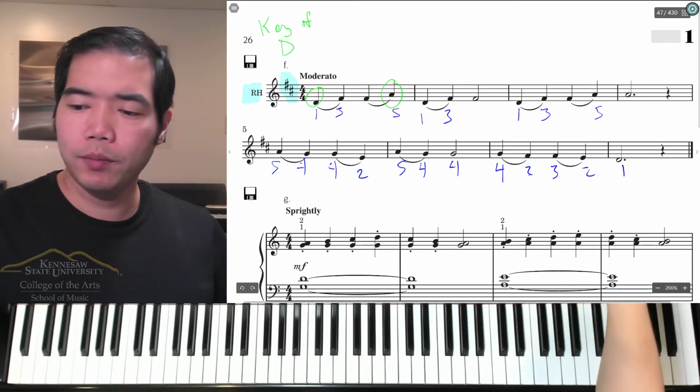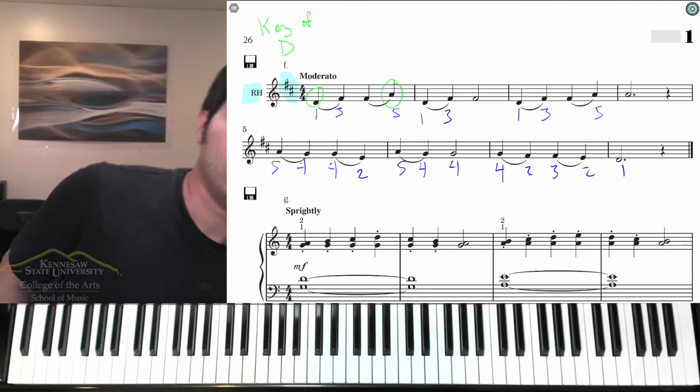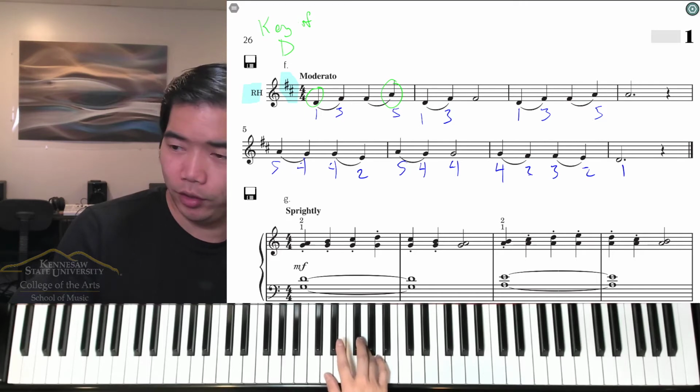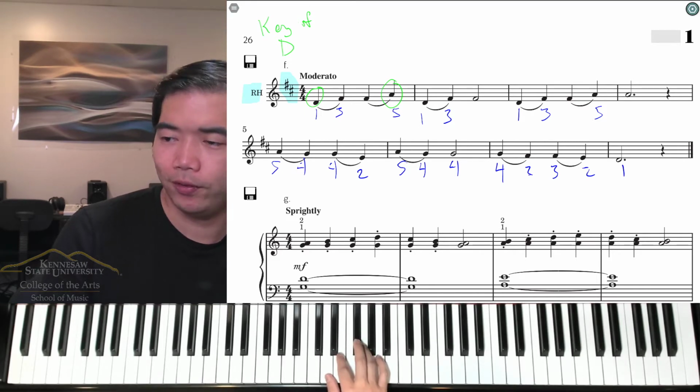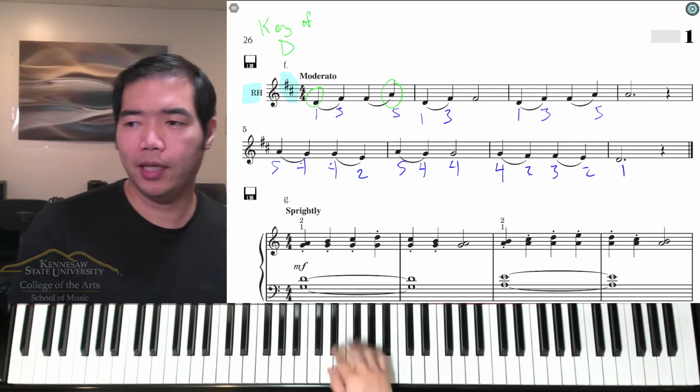You can write as many or as little finger numbers as you need. And I just based that off of my position. I said, okay, well, here's an E. What finger's on E? Well, second finger's on E, and so on and so forth. This is pretty straightforward. Let's try playing it together.